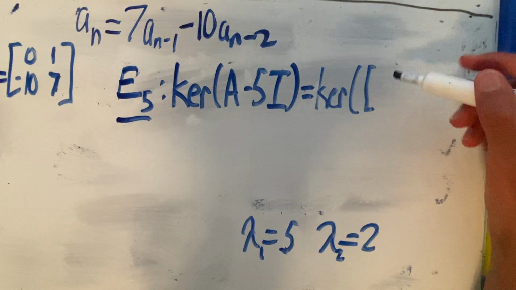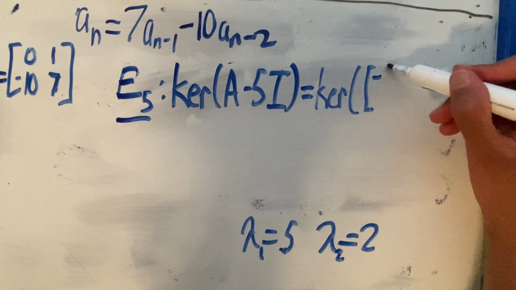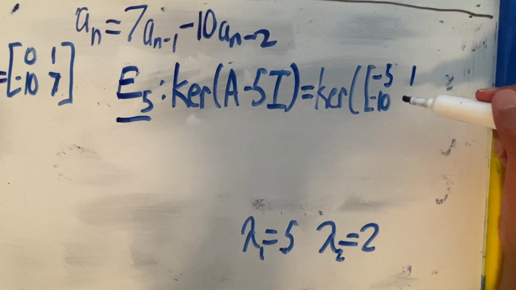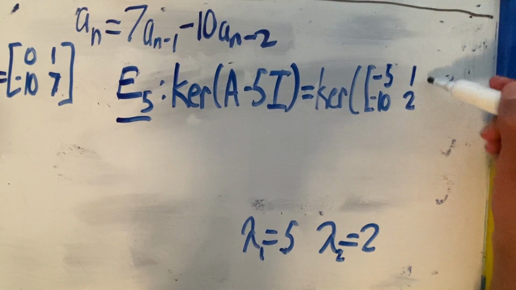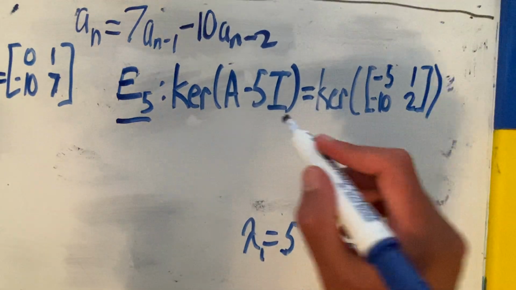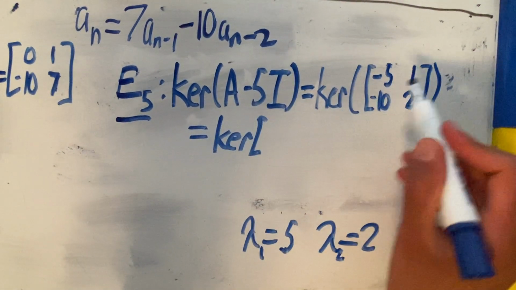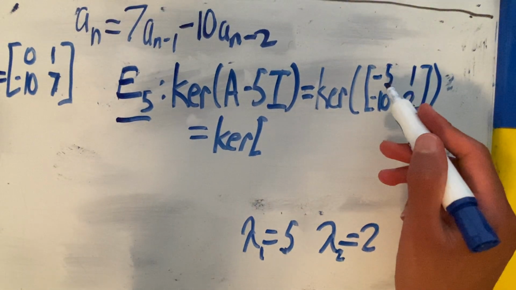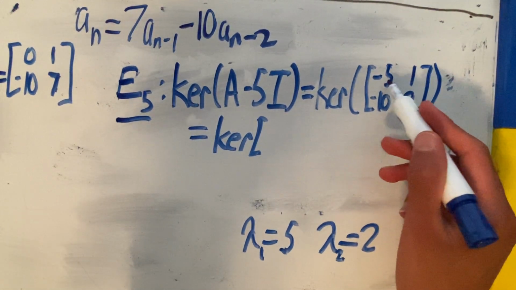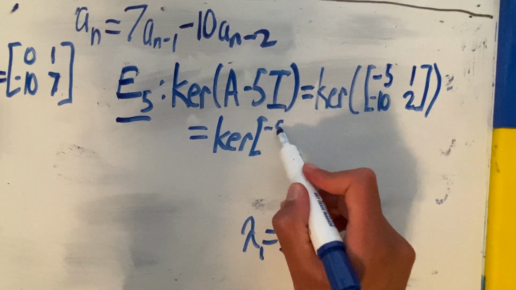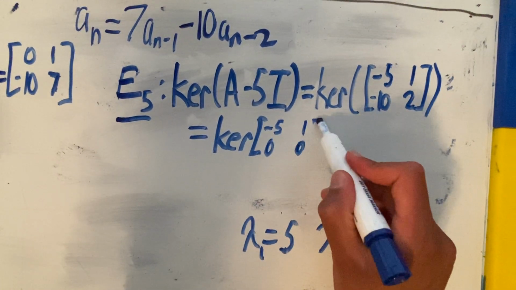And this gives us minus 5, 1, minus 10, 2. And you can do row operations and preserve the kernel. So this is the kernel of... you can just subtract the first row times 2 from the second row, and everything cancels, so you end up with this.